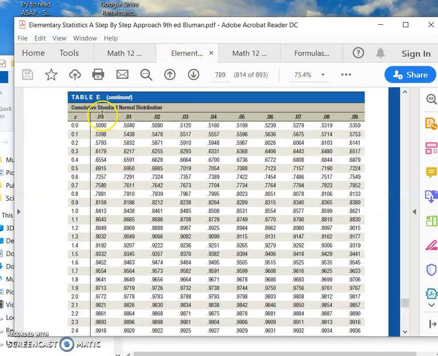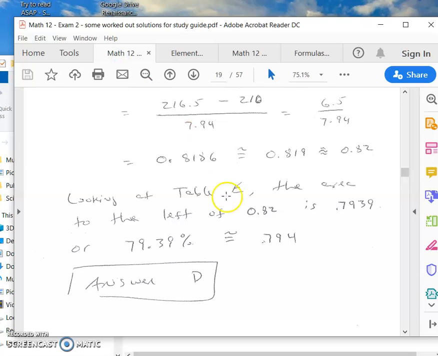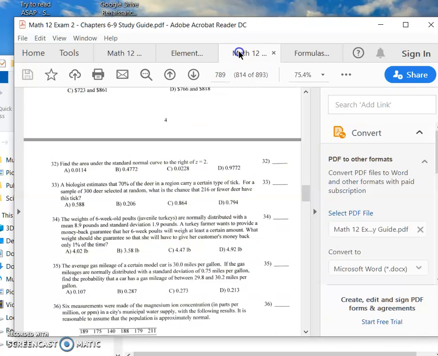Okay, 0.82. Here's table E. Here's 0.80. Here's 0.81. Here's 0.82. 0.7939. There it is. Or another way of saying it is 79.39%. Or it's about 0.794. So according to my note here, that's answer D. Let's take a look. Yeah, there it is. Answer D.